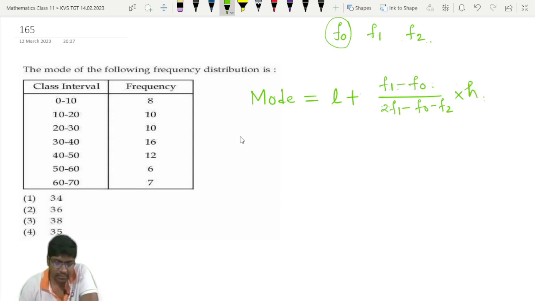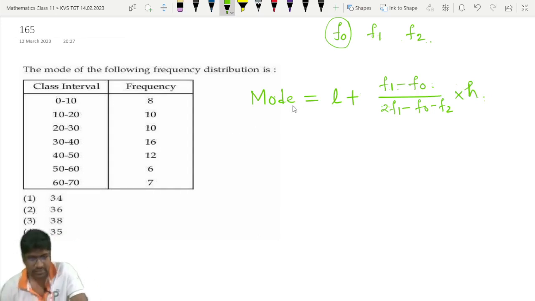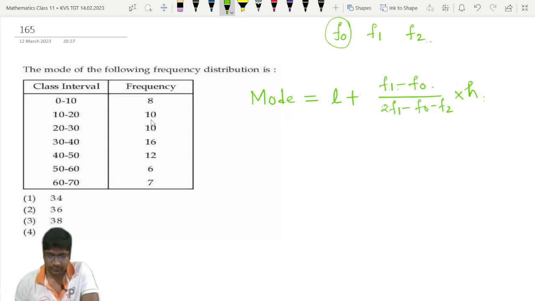So we have to put these terms here to find the mode of this frequency distribution. Which one will be the modal class? The one with the highest frequency. Where is the highest frequency located? You have to see, this 16 is the highest frequency, so this is the modal class.